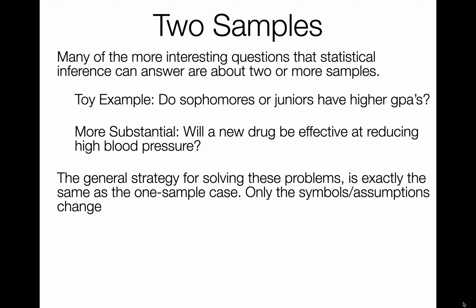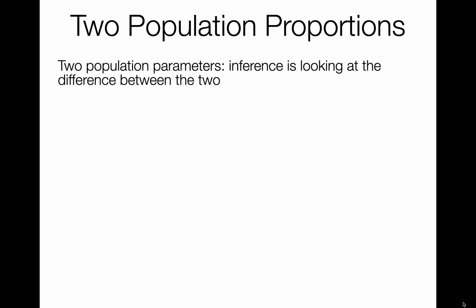Okay. The general strategy for solving these problems is exactly the same as the one-sample case. And I'm sorry for the comma that's sort of out of place there. The only thing that changes are the symbols and the assumptions that we're going to use. Okay, so let's move on.